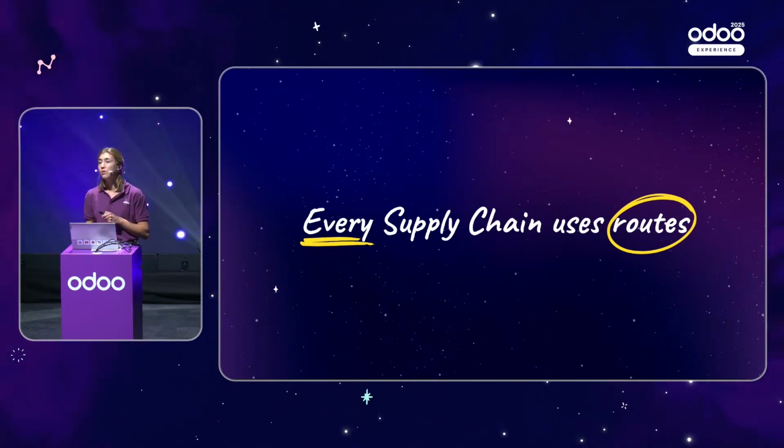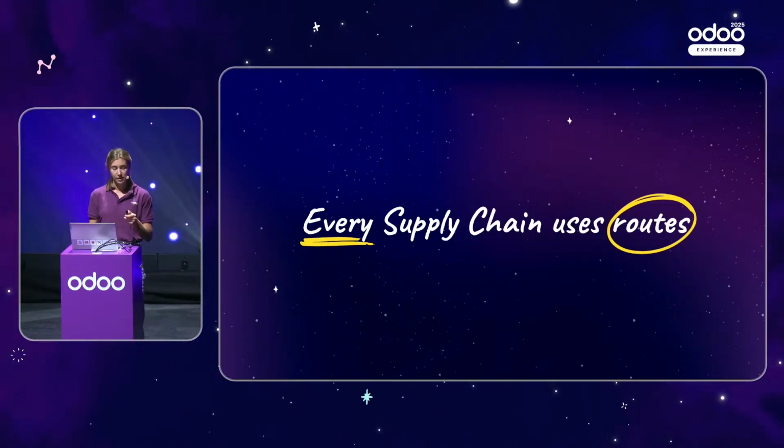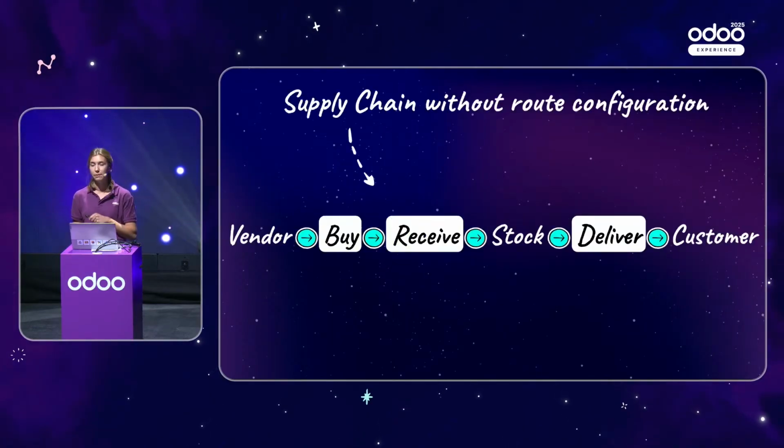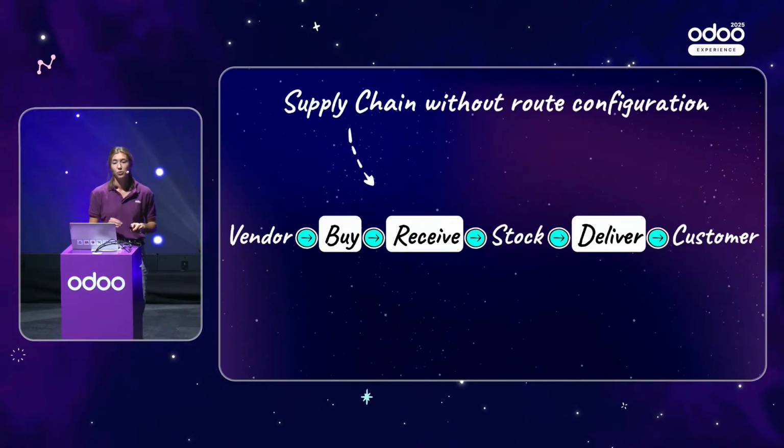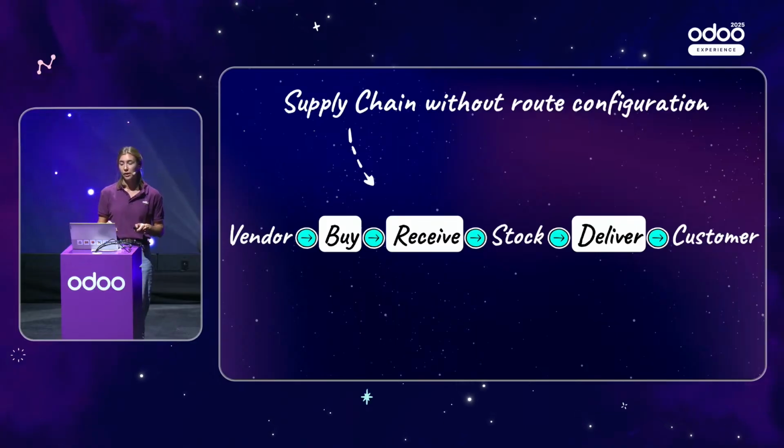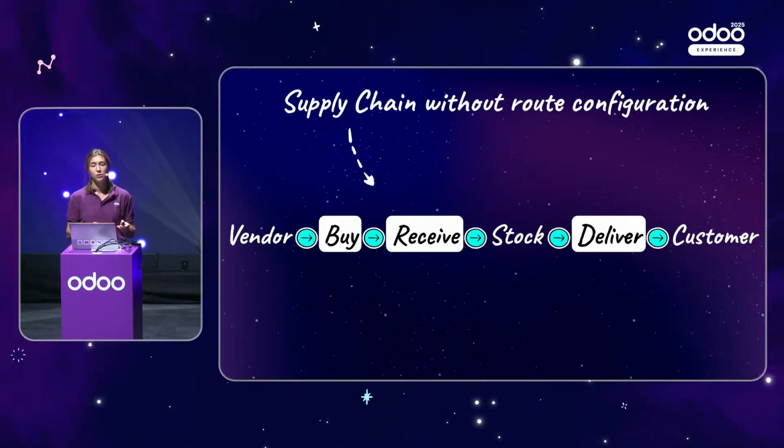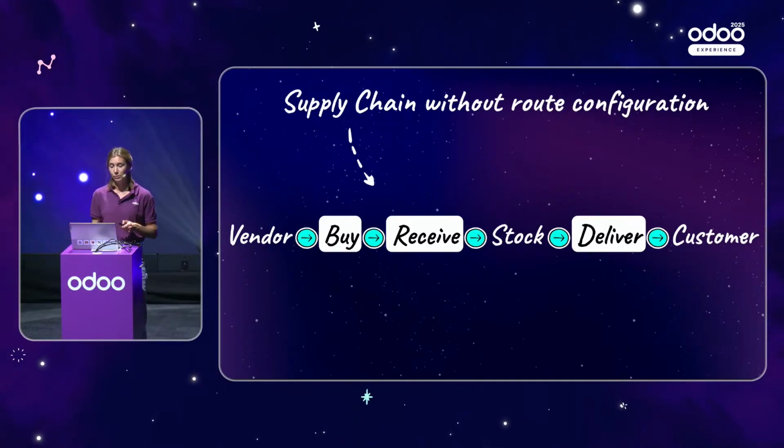And without routes configuration, your supply chain should look a bit like this one. You buy and receive from a vendor, okay, to your stock, and then you deliver to your customer.